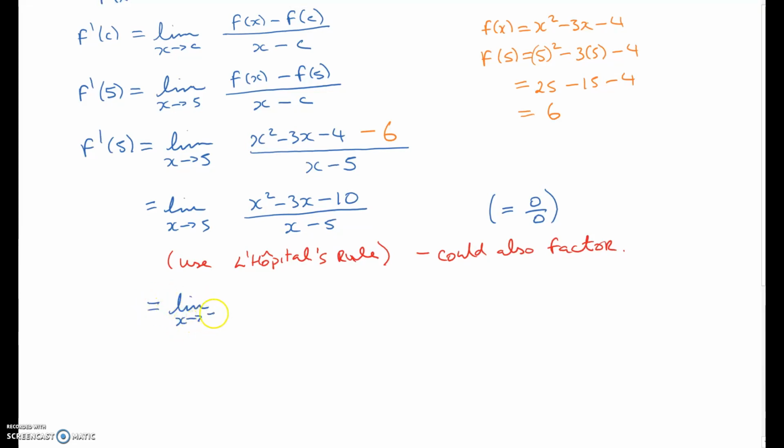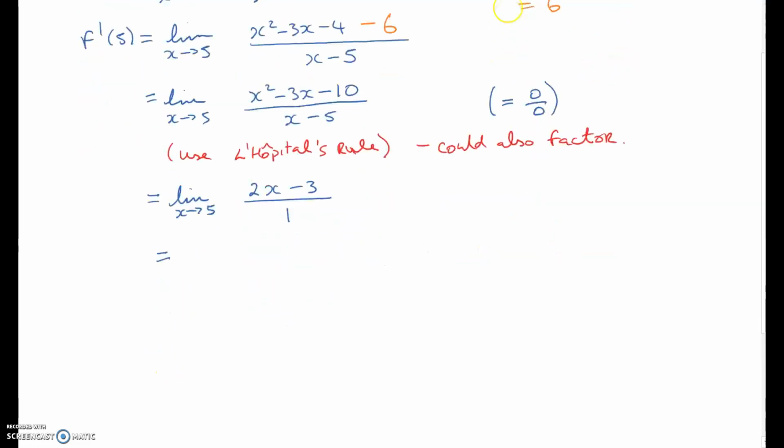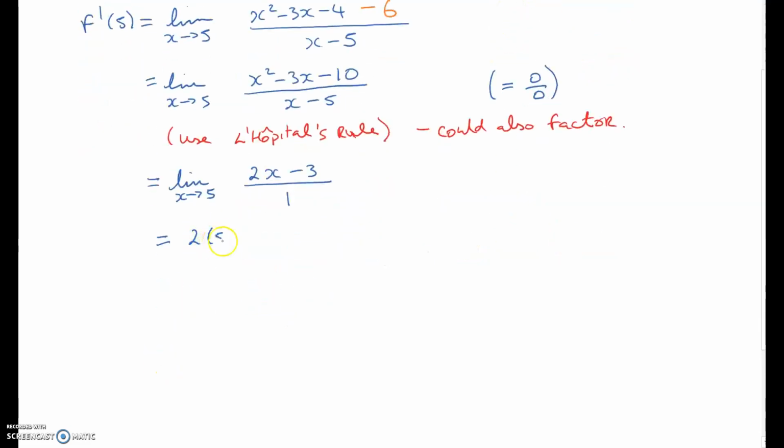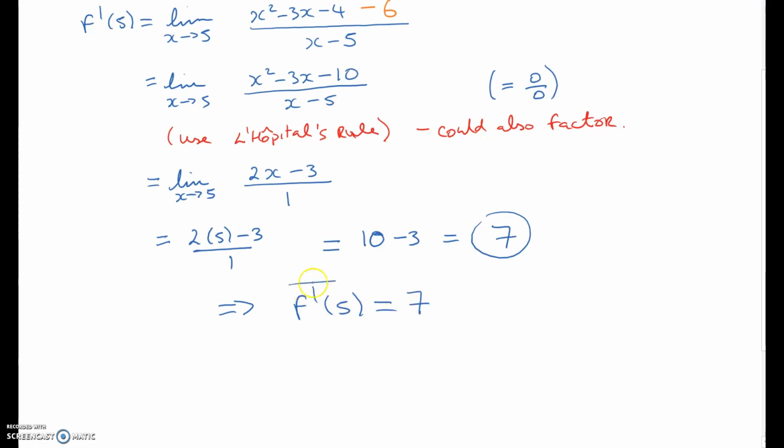So remember what L'Hopital's rule is. It's differentiate the top and the bottom, the numerator and the denominator, separately. We're not going to use the quotient rule. It would be the limit of 2x minus 3, and on the bottom we would just have the derivative of x, which is 1. Now if we do that by substitution, that would be 2 times 5 minus 3 over 1, which is equal to 10 minus 3, or 7. So that's telling us that f prime of 5 is equal to 7.